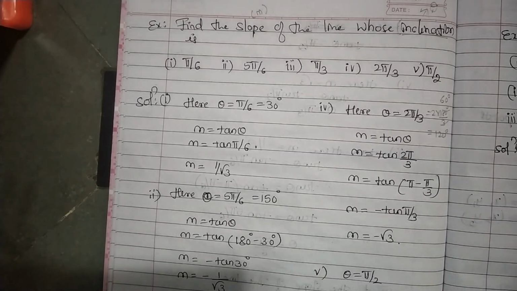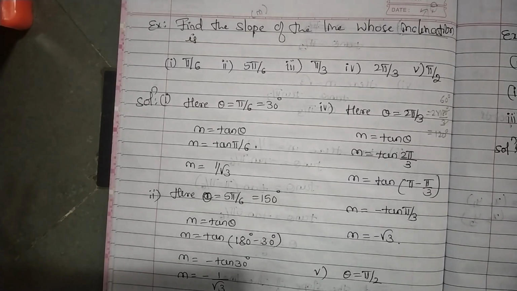If any line is perpendicular to x-axis, angle formed is 90 degree. Therefore, m is equal to tan 90 degree, which is not defined. Therefore, for any line perpendicular to x-axis, slope is not defined. In particular, y-axis is always perpendicular to x-axis. Therefore, angle between them is 90 degree, and slope is not defined. So, what is the slope of y-axis? That is not defined. Slope of x-axis 0. Slope of y-axis not defined.